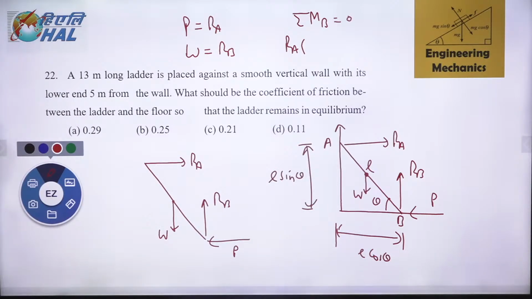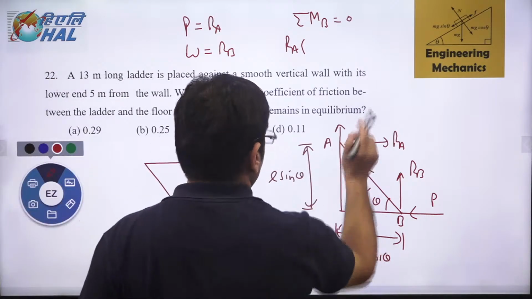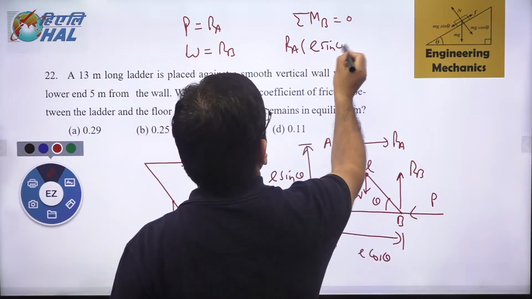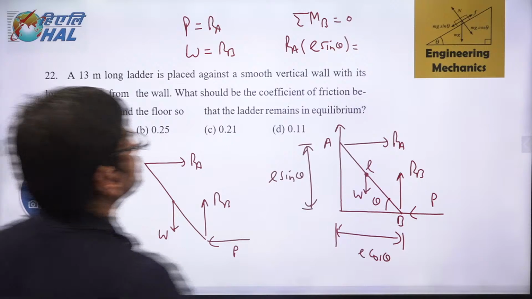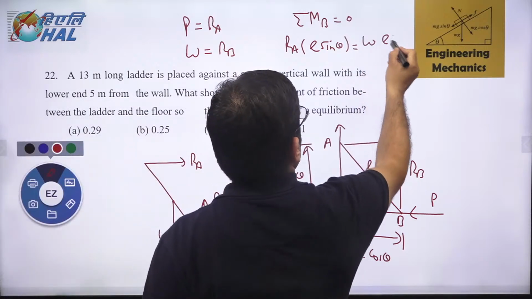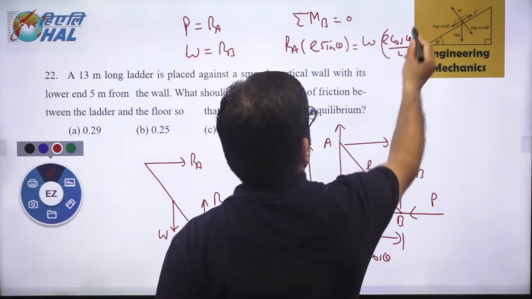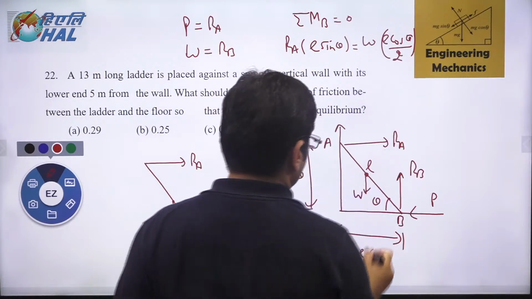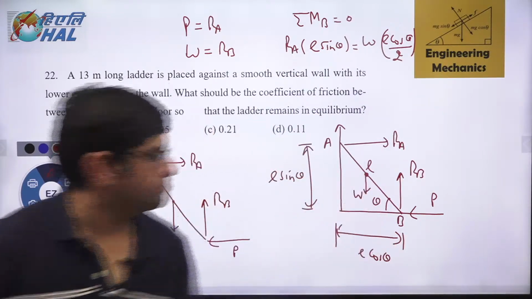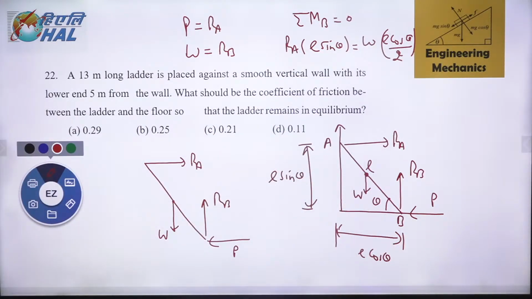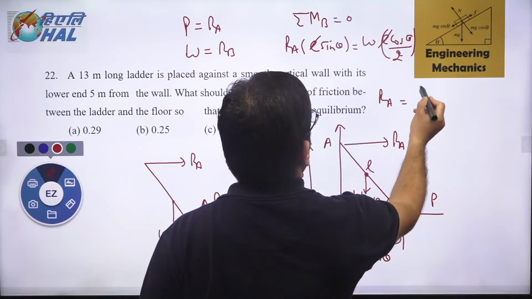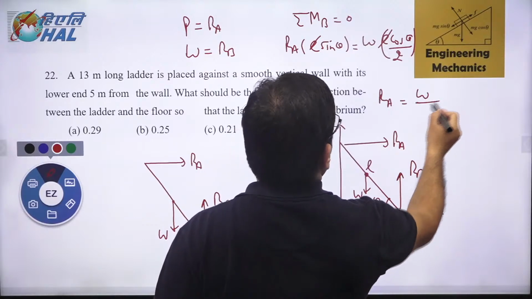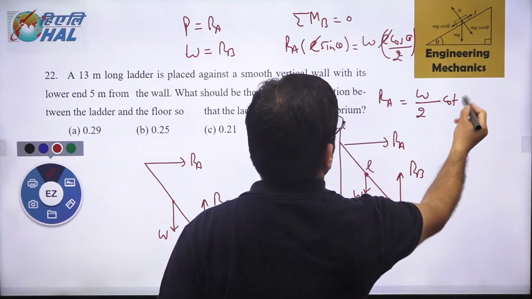Right? So this particular thing now, RA into L sin theta, that is balanced by W. So this is W L cos theta divided by 2, because W will make a moment at this particular point. So I get from here, L gets cancelled out. RA is equal to W by 2 into cot theta.